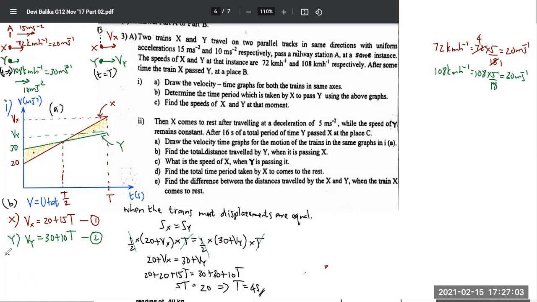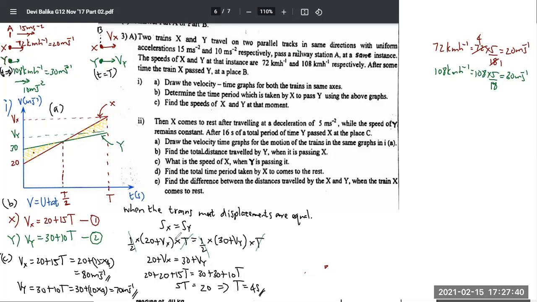I'll do it here and finish it off. Find the speeds of x and y at that moment. So Vx is equal to 20 plus 15t. Now t we have found as 4. That is 20 plus 15 into 4, so the final answer is 80 meters per second. And Vy is equal to 30 plus 10t, that is 30 plus 10 into 4, 30 plus 40. Therefore, it should be 70 meters per second.